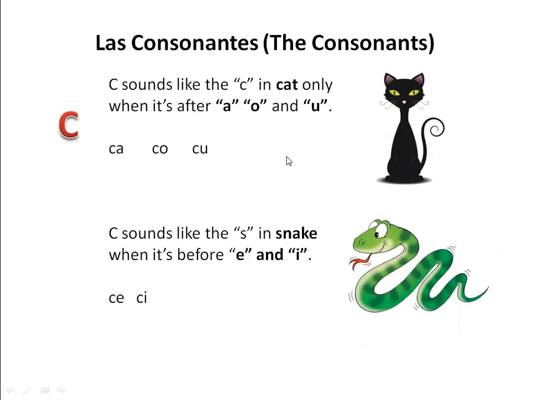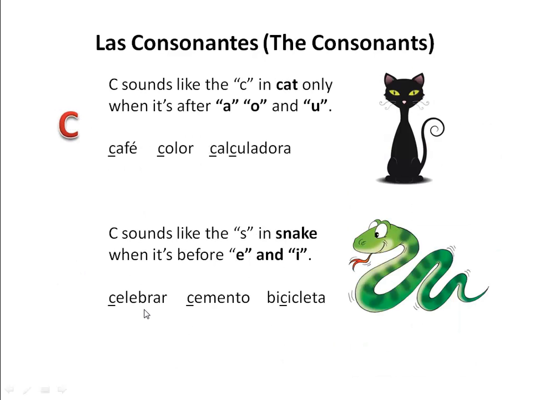C sounds like the C in cat, k, only when it's, actually, when it's before an A, an O, or a U. So, ka, ko, ku. C sounds like the S in snake when it's before an E or an I. Se, si. Think of a snake.